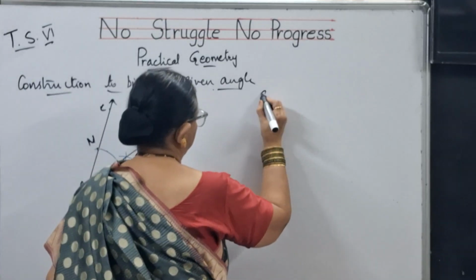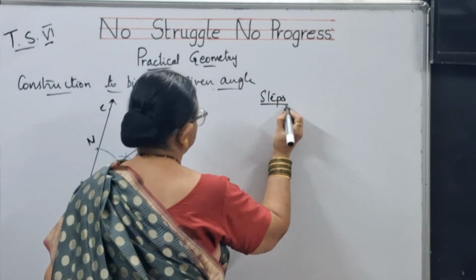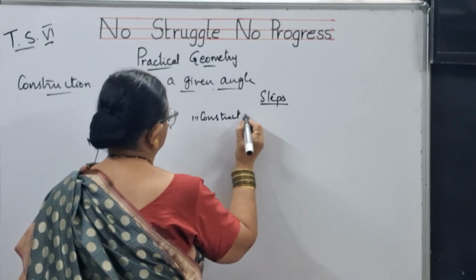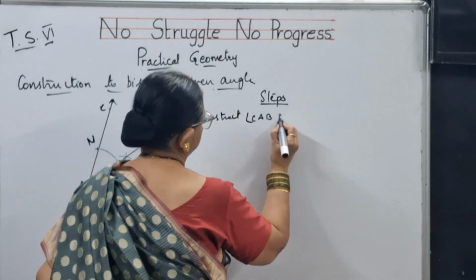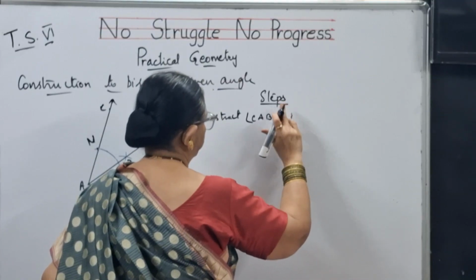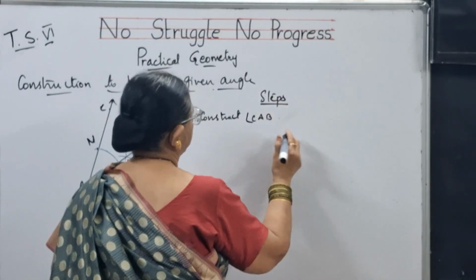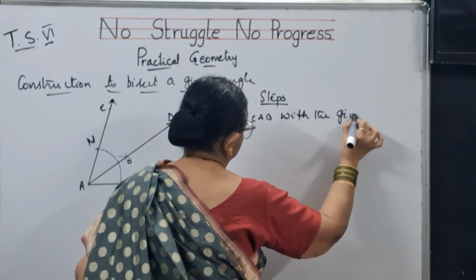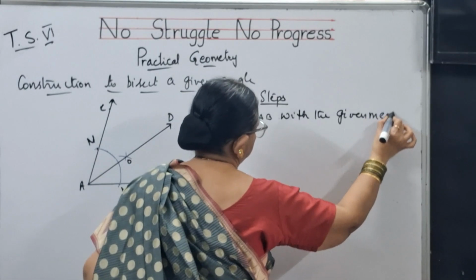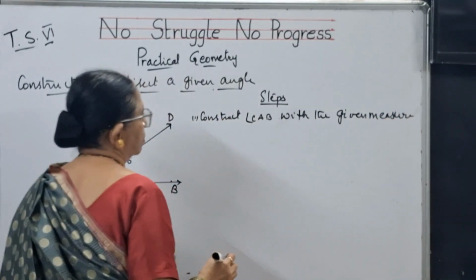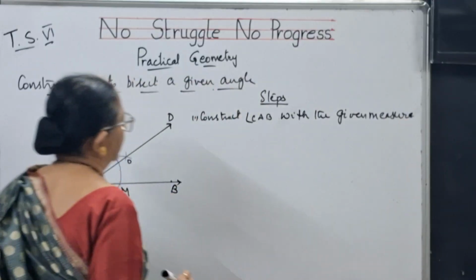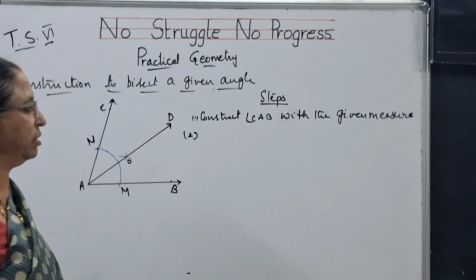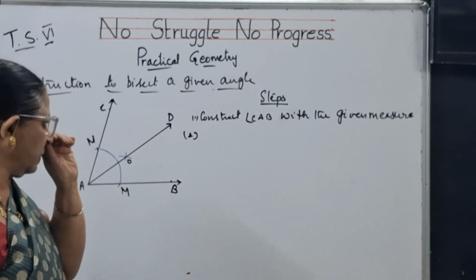So, what are the steps given? First point, construct angle CAB with the given measures, whatever measure they have asked. If they ask you to draw an angle of 60 degrees, you have to construct 60 degrees. Whatever measure is given, with that you have to construct the angle.